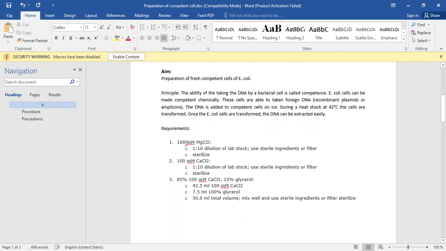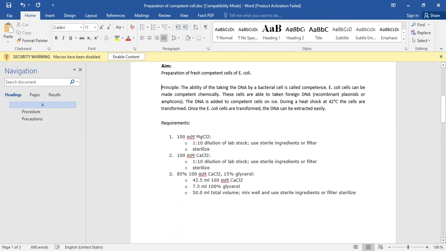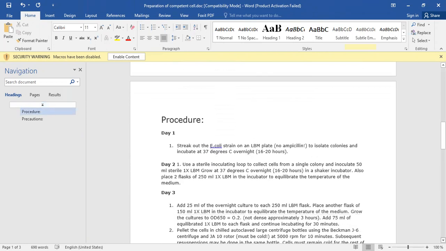First, we need 100 millimolar MgCl2 and 100 millimolar calcium chloride solution. 85% 100 millimolar calcium chloride and 15% glycerol is required. So this is the preparation of these chemicals: MgCl2, calcium chloride and glycerol. So what is the procedure?